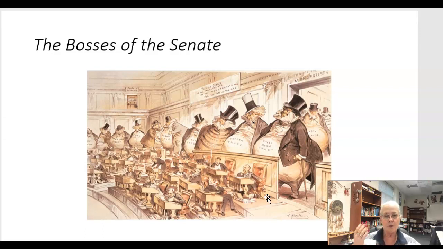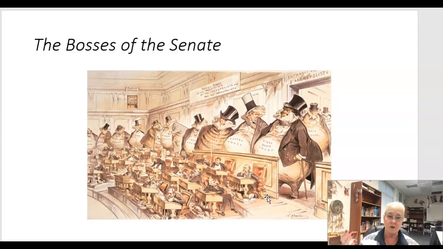And so Garfield is a Half-Breed, and Chester Arthur is a Stalwart, and they get elected. And one of the guys that votes for them has been hanging around Washington for decades trying to get a government job. No, he's nuts.